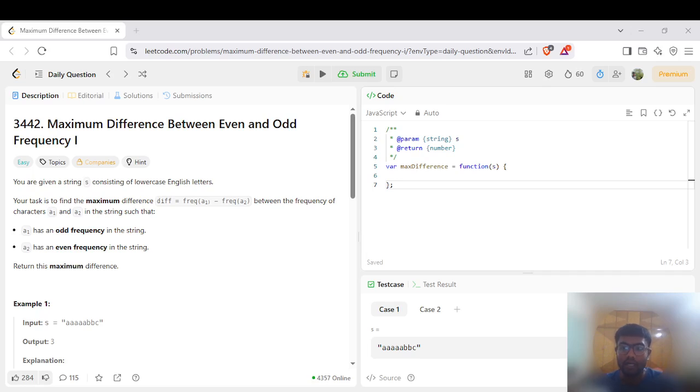Hello everyone. Let's look at today's Leetcode problem 3442. Maximum difference between even and odd frequency 1.